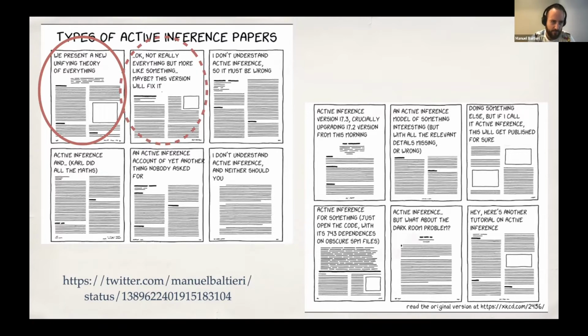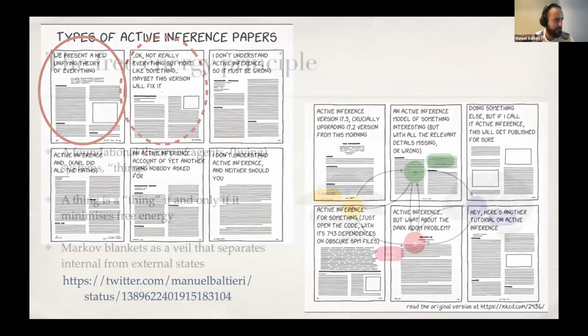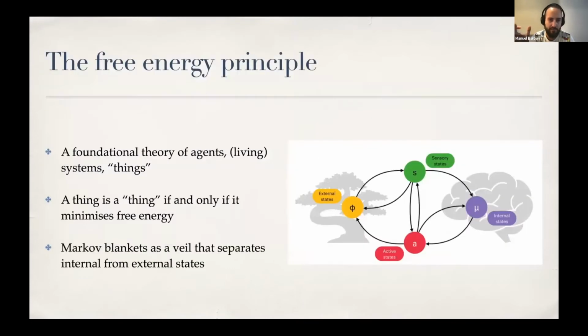So to start off, a very general perspective on what I mean by free energy principle and what I think people should actually recognize as the free energy principle. Basically, this is a foundational theory of agents, living systems, and more recently, things. I will try later to say what I mean by thing. By foundational, I mean that this is supposed to tell us what a thing is, what a living system is. It is not supposed to be assuming that; it's supposed to be telling us what it is. And a thing is a thing only if it minimizes variation of free energy. This is the main claim.